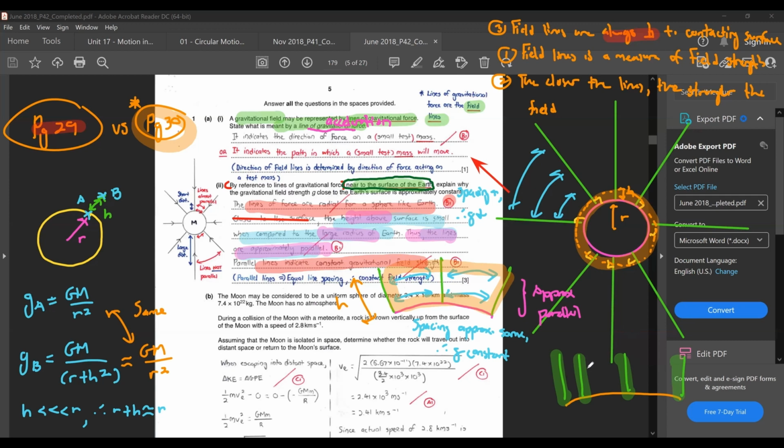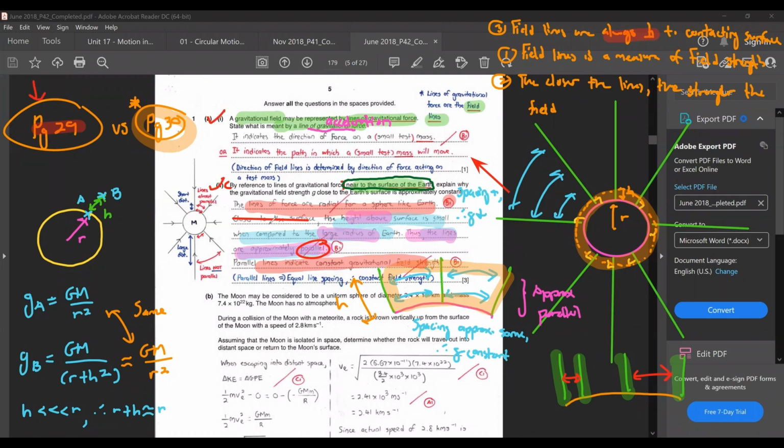But then when I look at the line spacing, this line spacing versus this line spacing are not the same. So I cannot really say that the field strength is constant here, right? But here, for the purpose of your exam in the marking scheme, it seems that whenever they say that the lines are parallel, they by right assume that the spacing is equal. Okay, in case you're wondering.